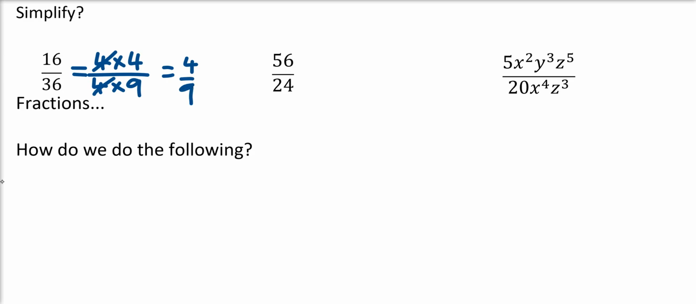So the next one, we're looking for a common factor on the top and the bottom. 8. 8 goes into 56 7 times, sorry. 8 goes in 3 times. Those there cancel, we're left with 7/3.